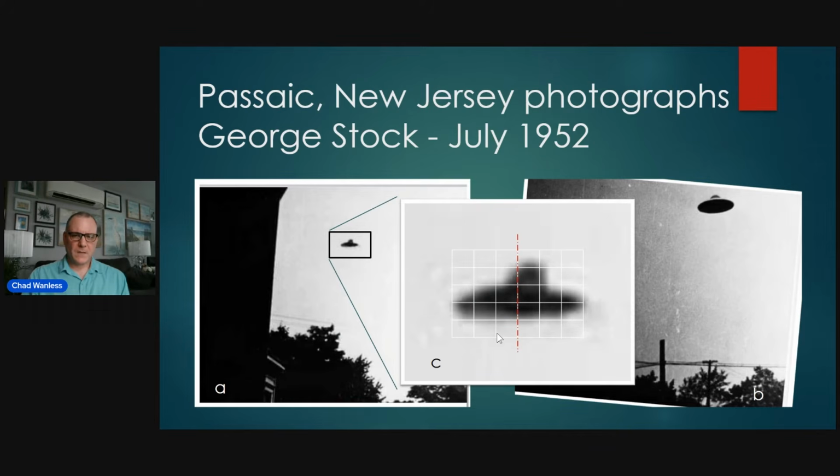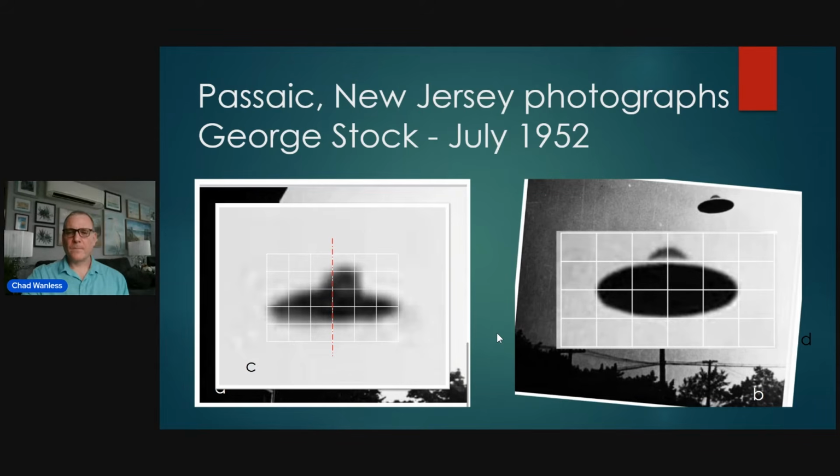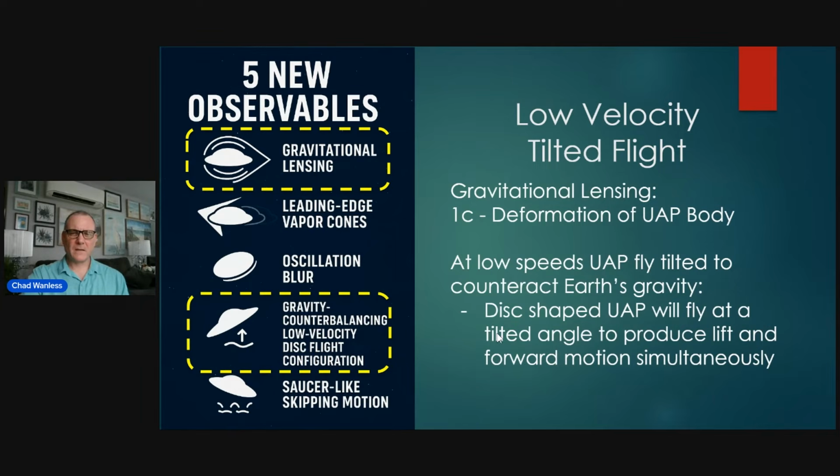You can see here clearly that the upper dome is tilted and offset to the right, and then also the disk itself is thicker on the left and thinner on the right. And then for comparison, when the disk is tilted away instead of perpendicular, it is symmetrical. And there's a reason for this, and I'll get into that. It has to do with low velocity tilted flight.